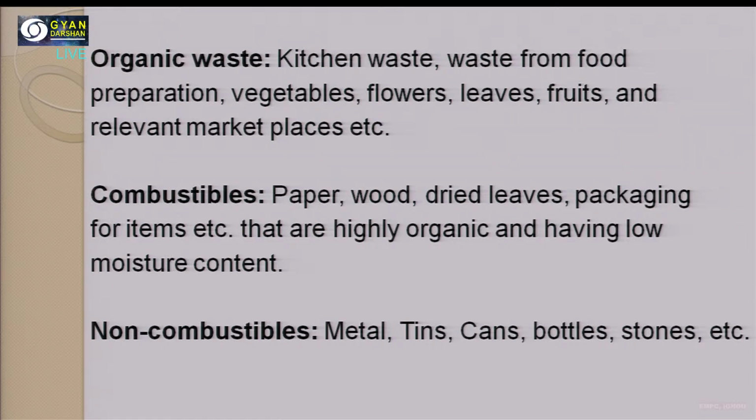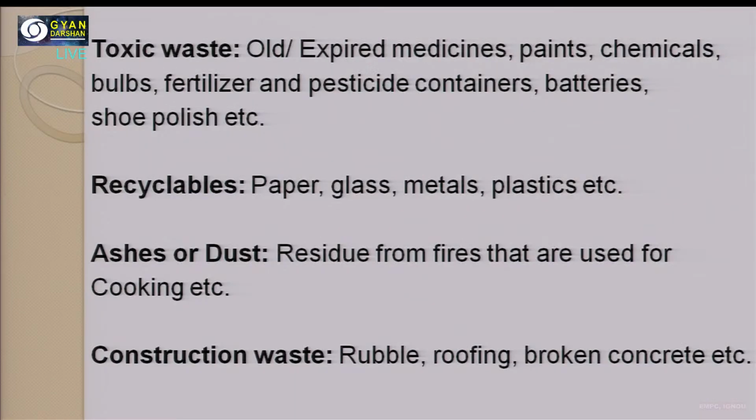Combustible waste means waste which can easily burn. This may include paper, wood, dried leaves, and packaging for items that are highly organic in nature and have low moisture content, meaning the water quantity in this category may be very small. Non-combustible waste may be metals, tins, cans, bottles, stones, etc. Toxic waste in this category includes old expired medicines, paints, chemicals, bulbs, fertilizer and pesticide containers, batteries, shoe polish.